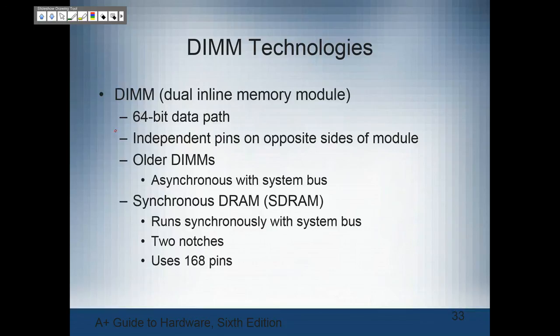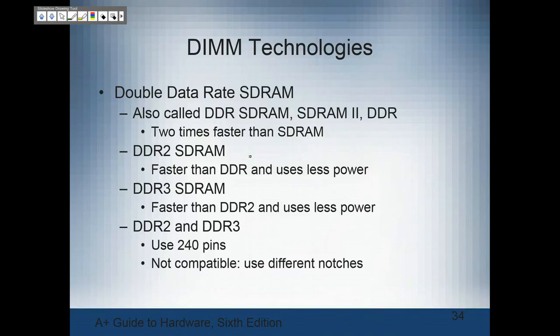The older DIMMs are asynchronous with the system bus. Synchronous DRAM runs synchronously with the system bus. Asynchronous means that the speeds can be different. Synchronous means they run together at that speed. Two notches, 168 pins. DDR, double data rate SDRAM, is two times faster than the SDRAM. It's just double the speed. That's why it's called double data rate.